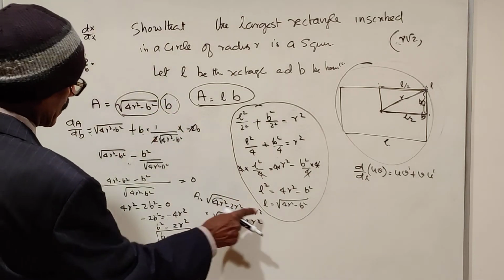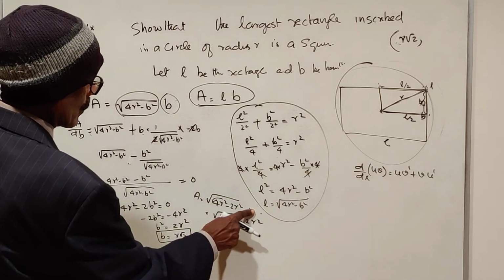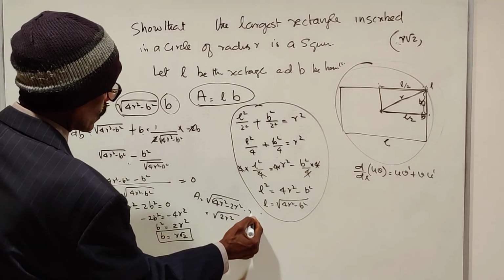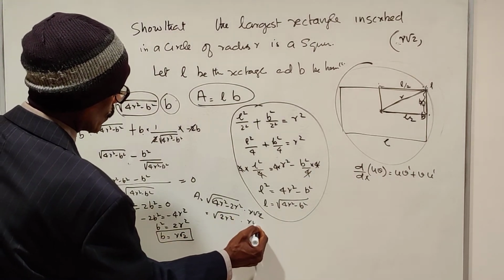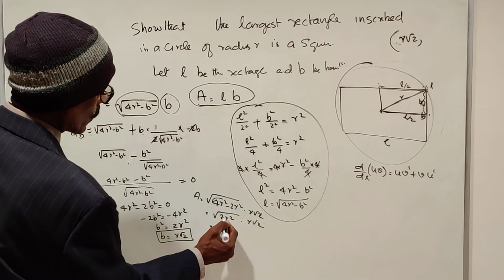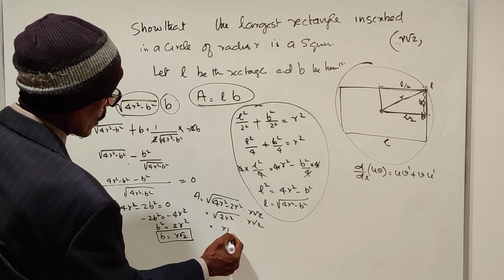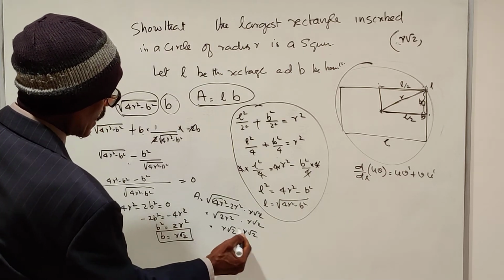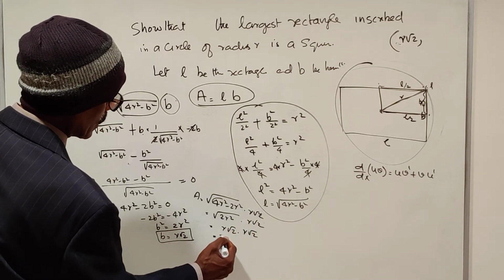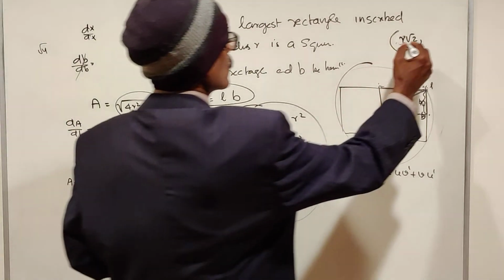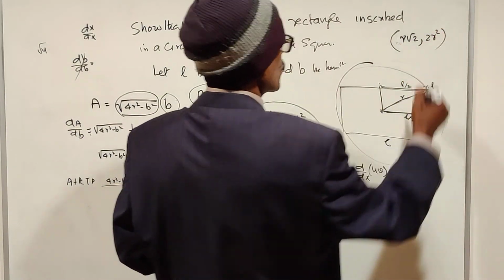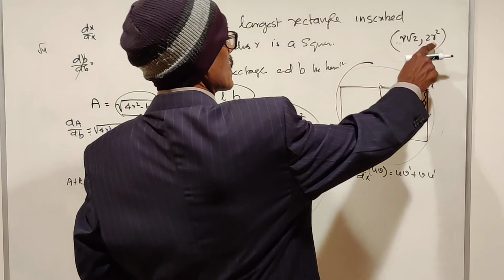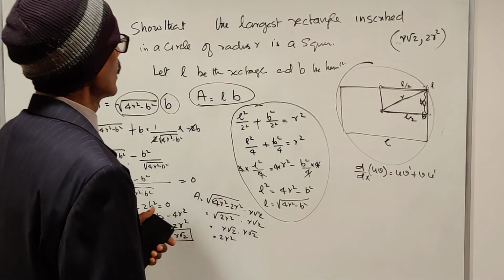No. B is R root 2. This is also R root 2. R root 2 times R root 2 is what? R square, 2R square. So this one is 2R square. That is, we need to show that 2R square is the maximum area.